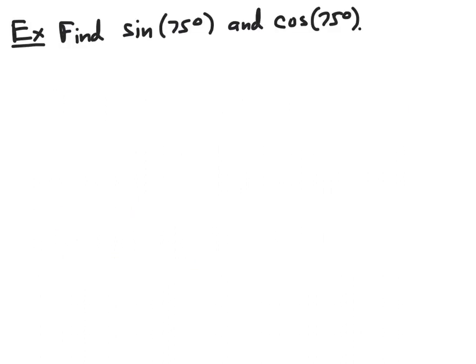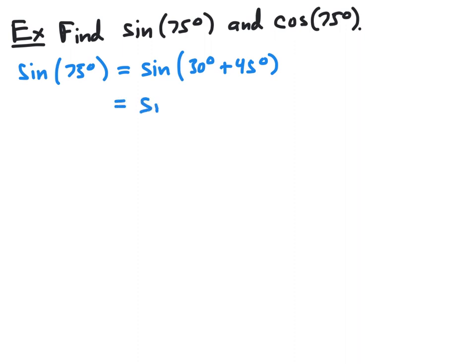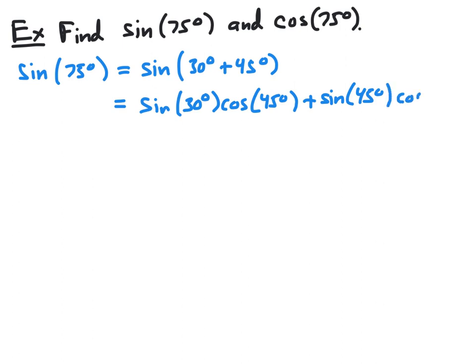So let's use these identities to find the exact value of both sine and cosine of 75 degrees. As we've remarked before, our first step is to observe that 75 degrees is equal to 30 degrees plus 45 degrees. We can now use our sum formula, the sum identity for sine, to see that this is equal to the sine of 30 degrees times the cosine of 45 degrees plus the sine of 45 degrees times the cosine of 30 degrees.